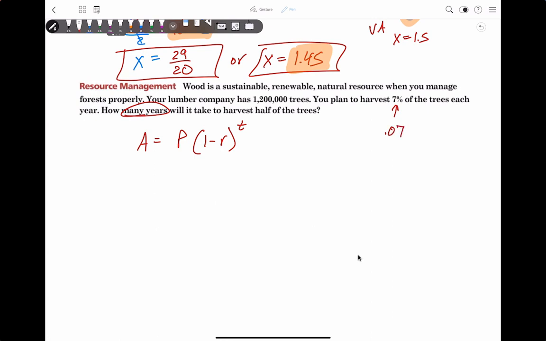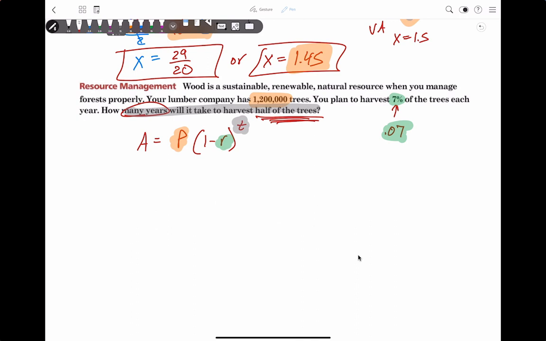So as we're building this equation, we know that we start with 1,200,000 trees. So that's our principal amount. Okay, so our interest is 0.07, our principal is 1.2 million, and then our time is what we want to find. This is our unknown. We don't know how many years it will take. Okay, that's our unknown. But here's the thing, it says to harvest half the trees.